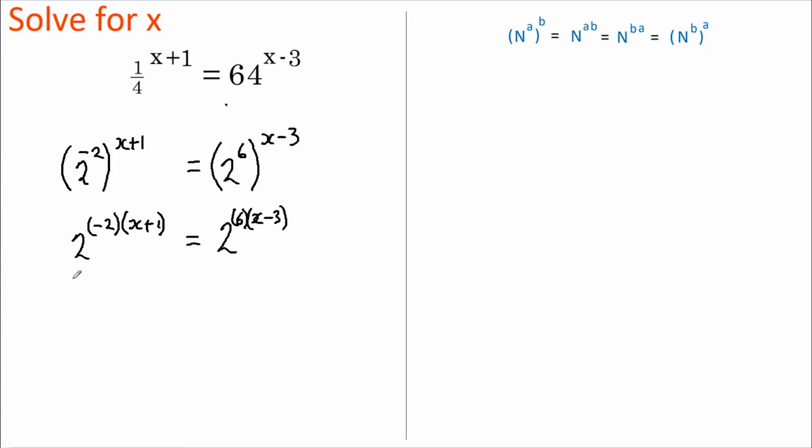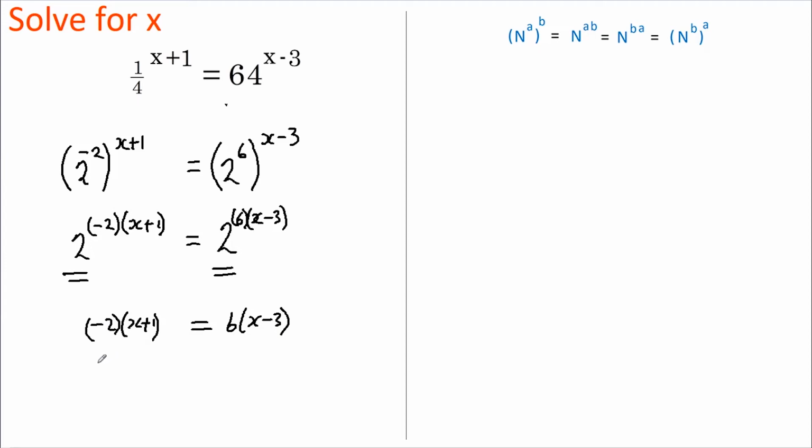Now, if we have terms where the base is the same, in this case 2, then the powers must be equal. So we can say that minus 2 multiplied by x plus 1 must equal 6 multiplied by x minus 3. Now all we need to do is rearrange this and solve for x.